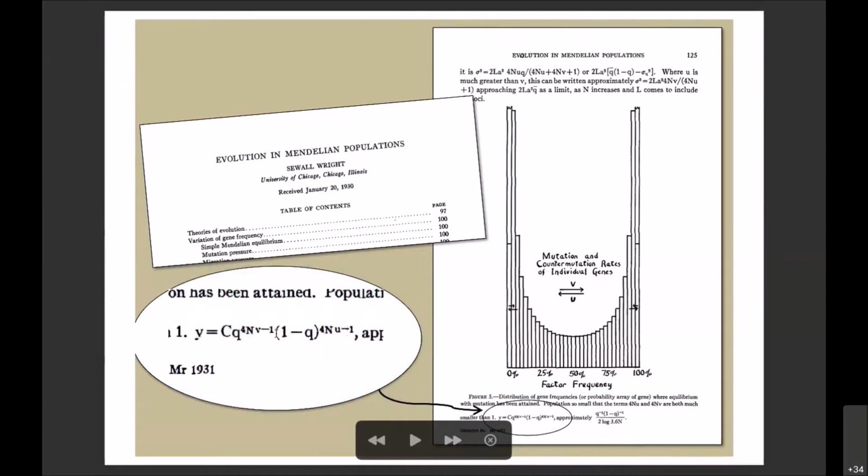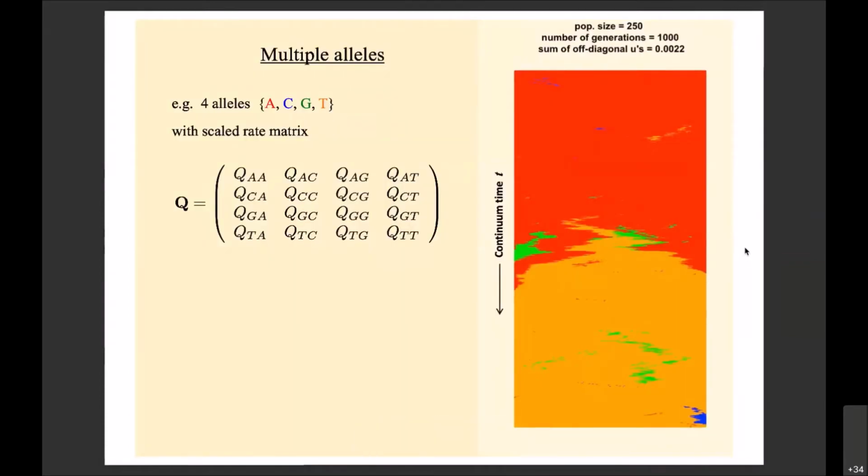The notation's different from mine. I've got x's where he's got q's, and he's got n times v and n times u where I had the mutation rates at the top. So all of this was known. So what have we done that's new and different? We've extended this to multiple alleles.